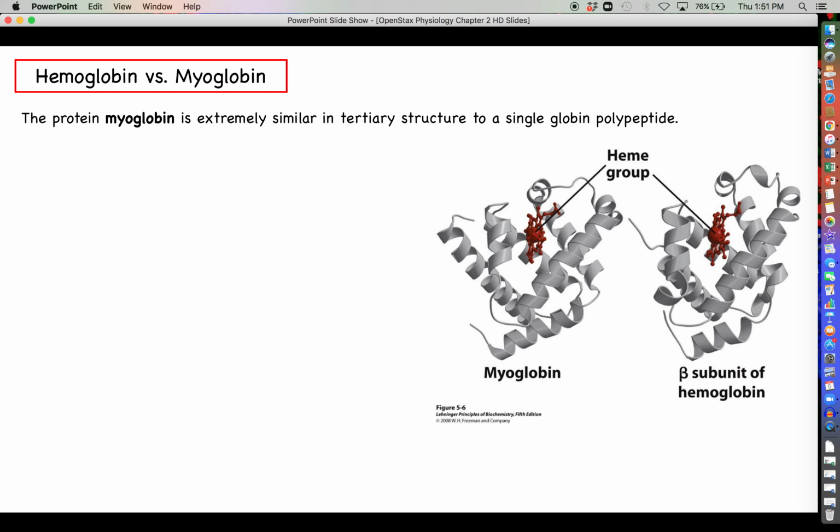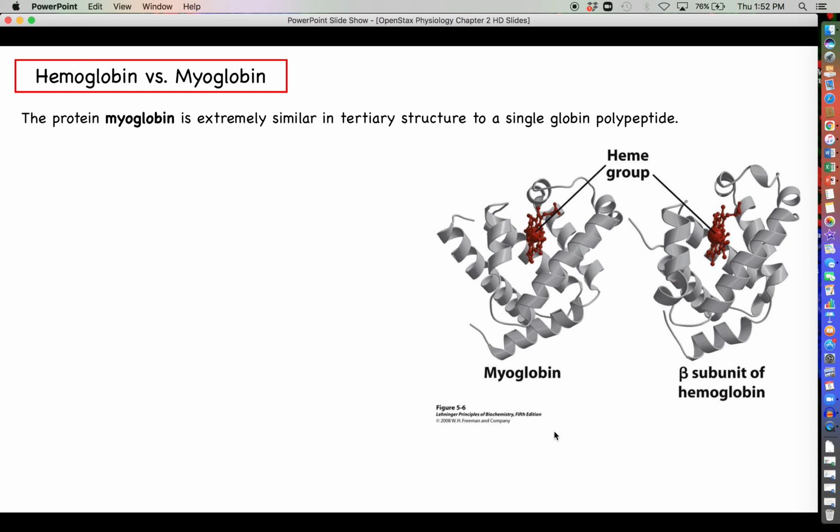Now, real quick, and we're going to learn more about this much later on in the semester when we get to the respiratory system, let's do a quick structural comparison of one of the subunits of hemoglobin and myoglobin. So myoglobin is just a single protein, so this is what it looks like 100% of the time. And then let's compare that to one of the beta subunits of hemoglobin. So we just take one of those beta subunits off of hemoglobin, and we put it right next to myoglobin here. Do you notice anything here?